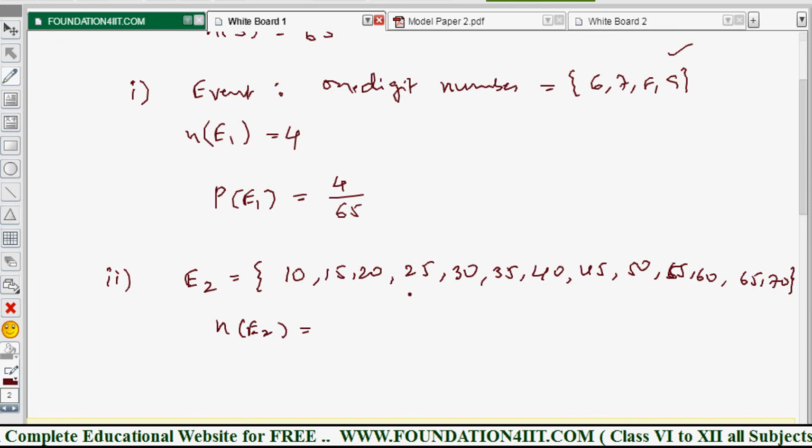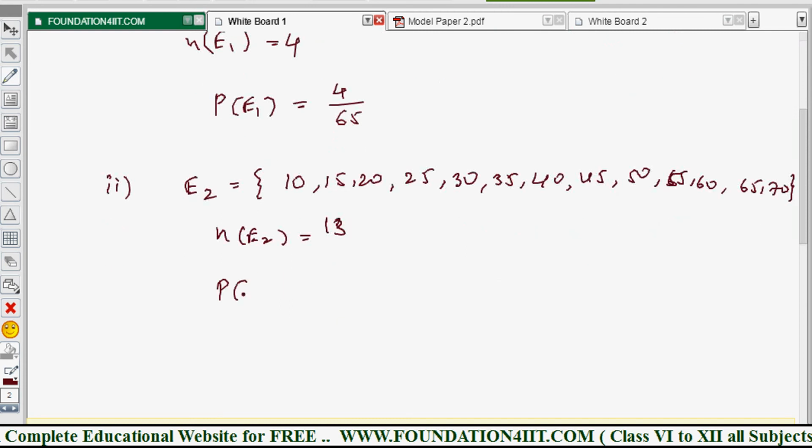You can all count. Totally there are 13. Then the probability of this event is 13 by 65. You can cancel if it's possible: 13 ones are 13, 13 fives are 65. So 1 by 5 is the probability of the card drawn being divisible by 5.